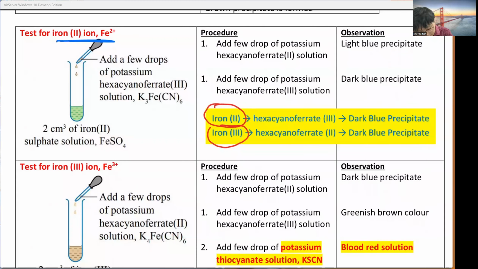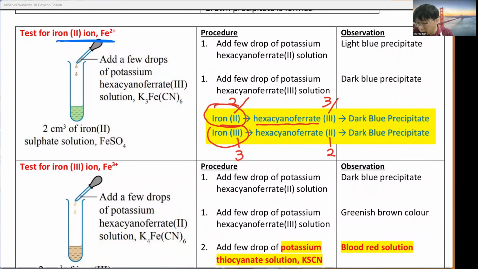You use hexacyanoferrate. If testing iron 2, you use hexacyanoferrate 3. If testing iron 3, you use hexacyanoferrate 2. Means you swap it. So this is very easy. You see, this is how you memorize.